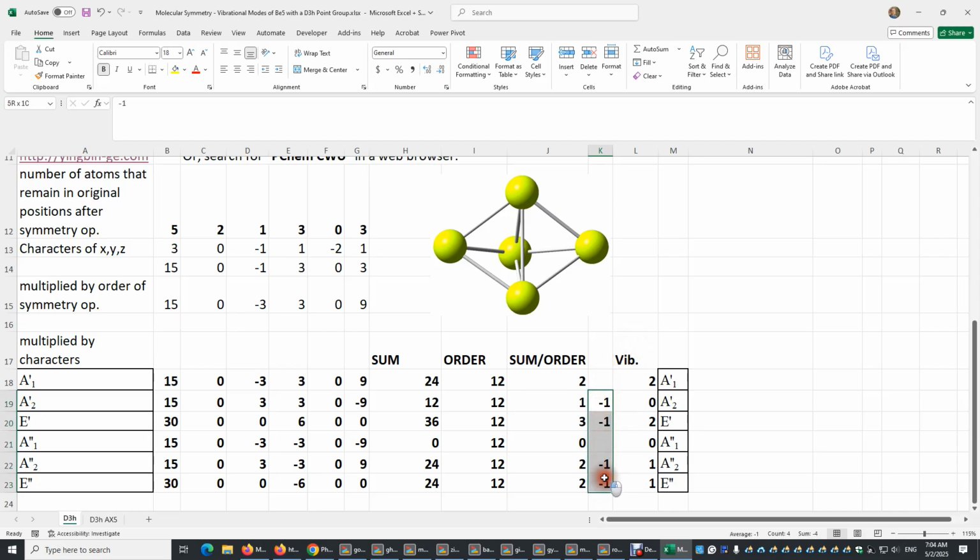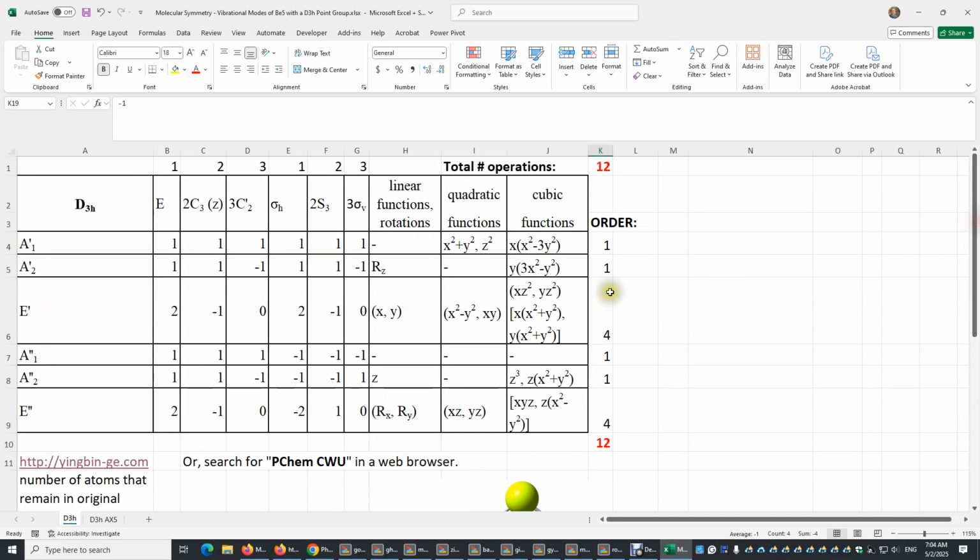Because all this belongs to the translations and rotations. How do we find translations? X, Y, and Z are translations. So they belong to E prime and A2 double prime irreducible representations. And then we have R sub Z, that's the rotation about the Z-axis. It has A2 prime symmetry.